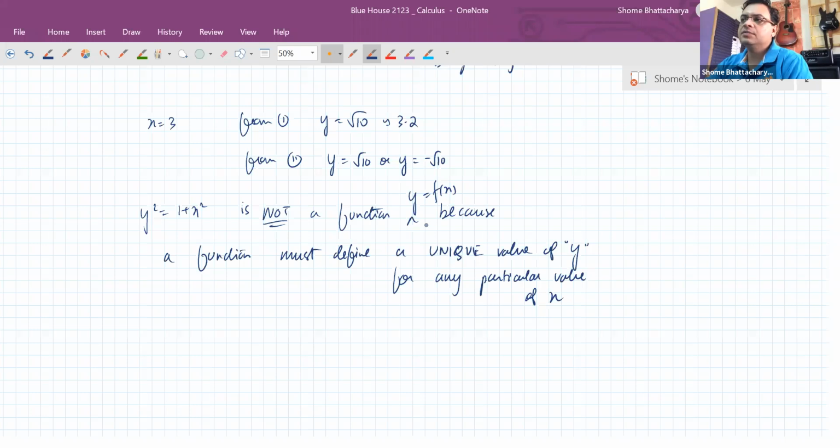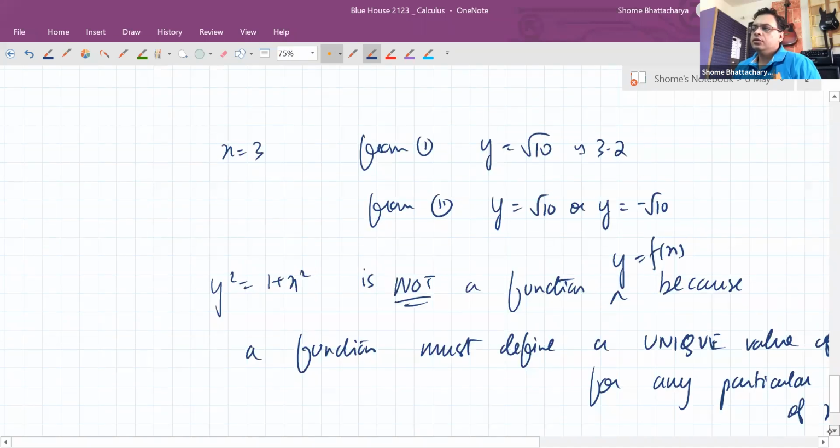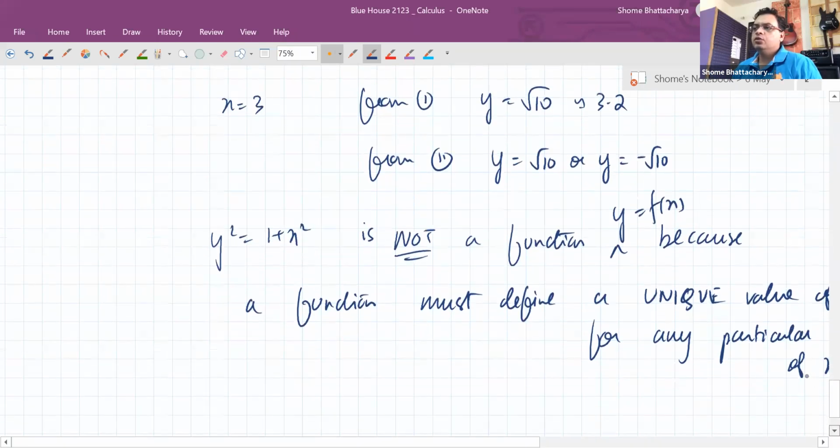It might so happen that the displacement repeats after a certain time. So you can have two values of x which give you the same value of y, but you cannot have two values of y from the same value of x. So this is a very important property of a function. And if you're jotting down some basic notes, you can note this point down.